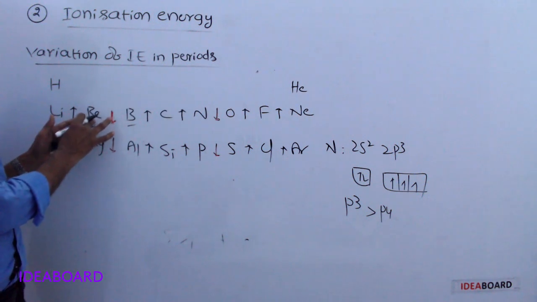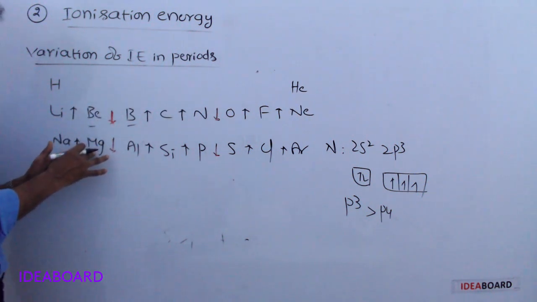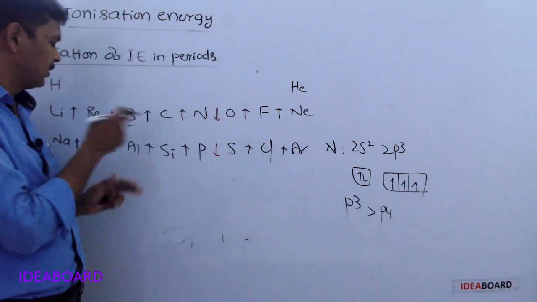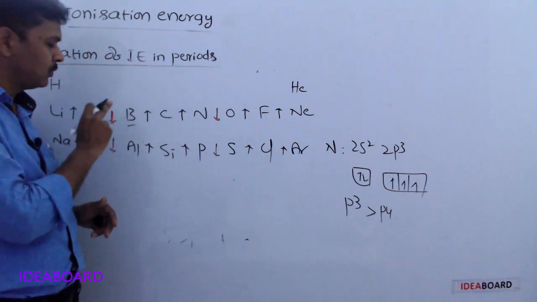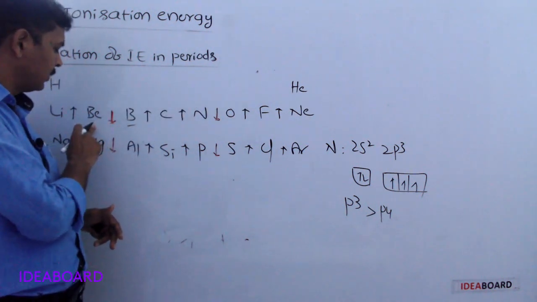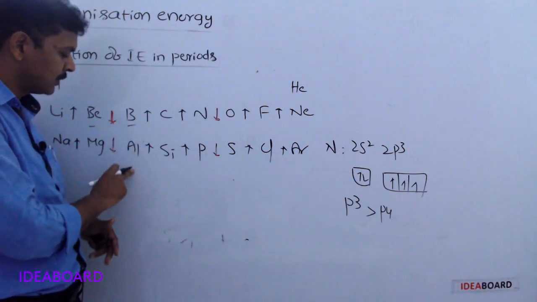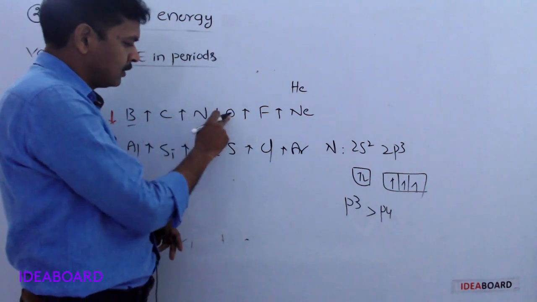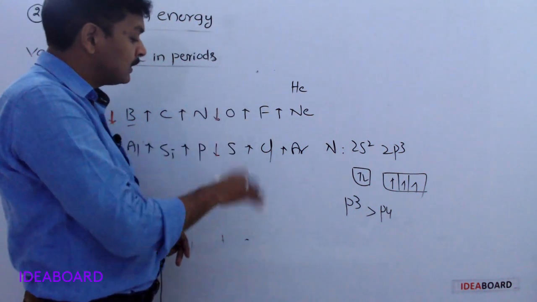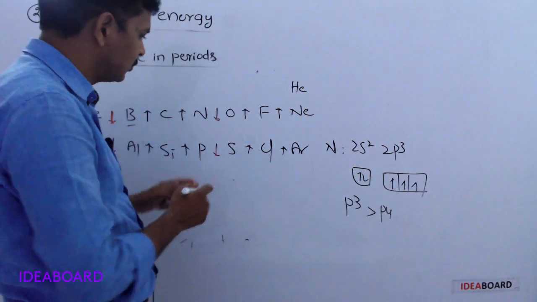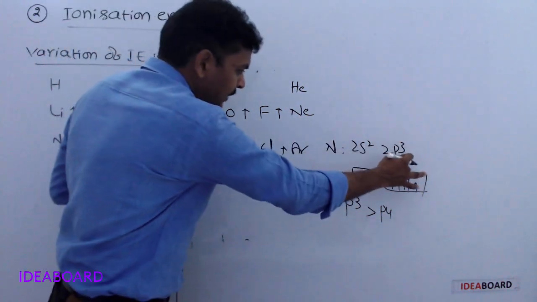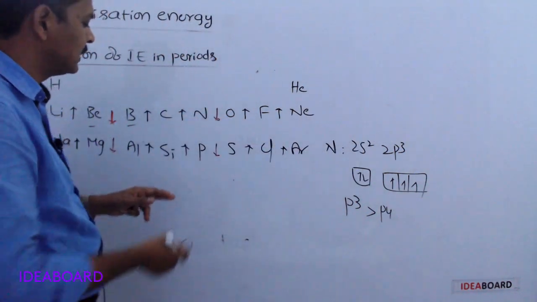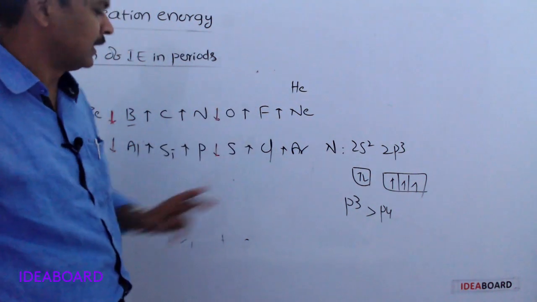Same reason. For magnesium, the valence orbital electron configuration is 3s2. For aluminum, 3s2 3p1. See here, for beryllium 2s2, for boron 2s2 2p1. 3s2 is a stable configuration. For nitrogen 2s2 2p3, for oxygen 2s2 2p4. For phosphorus 3s2 3p3. Like nitrogen's 2p3, phosphorus's 3p3 is more stable than p4. That's why from phosphorus to sulfur also, IP decreases.